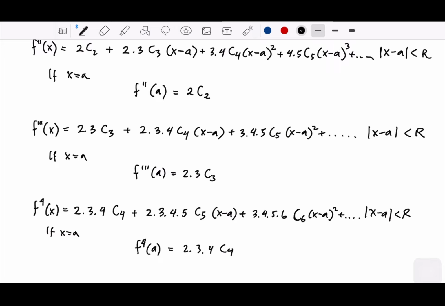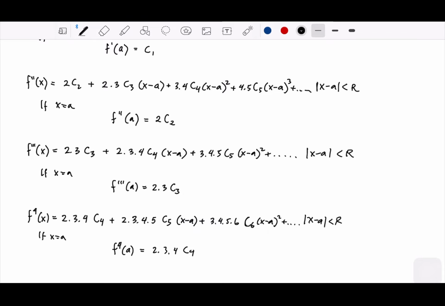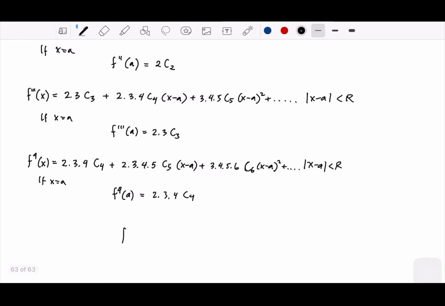And if you look at all these three, and maybe the first derivative, you will see that it has a certain pattern: 1, 2, 2, 3, 2, 3, 4, 2, 3, 4, 5, and so forth. So in general, if we have some nth derivative, we differentiate several times in terms of n. And if we let x equal a, we will have 2, 3, 4, up to n, times cn, or we can write it as n factorial cn.